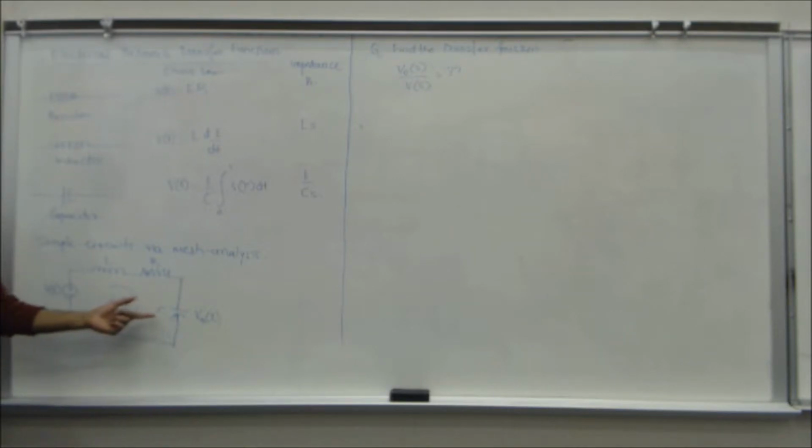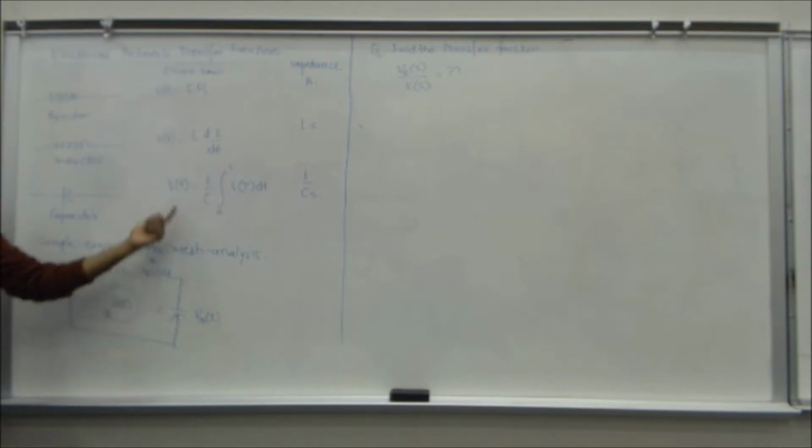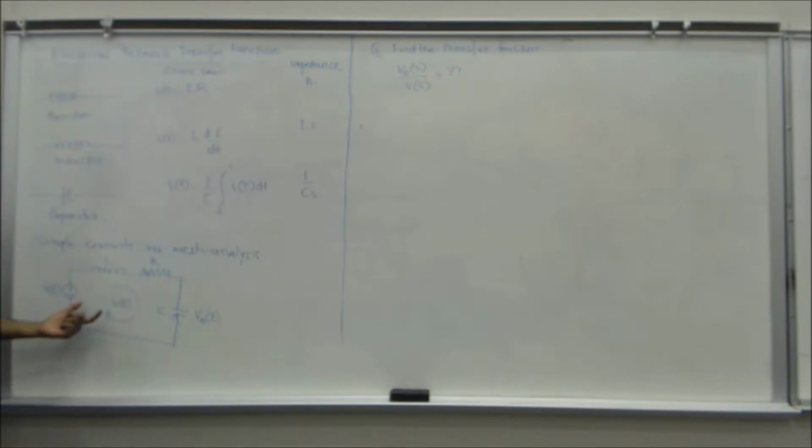Essentially, the output voltage here would be L times di by dt. The output voltage here would be R times I naught, or I. Or here V naught would be 1 over C times the integral of I. So when you're asked, you'll be given a specific element for which to determine the transfer function.